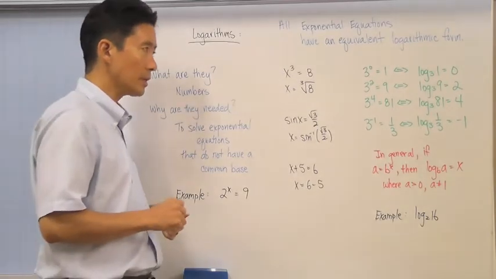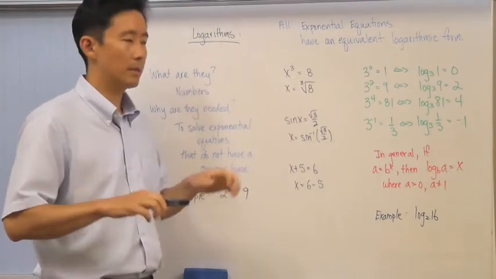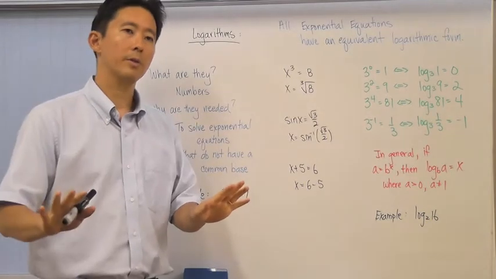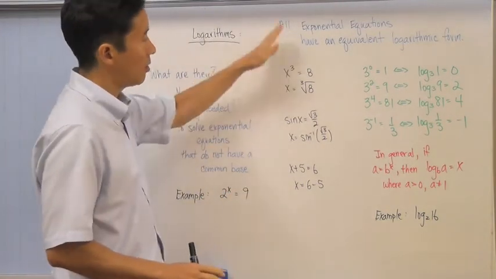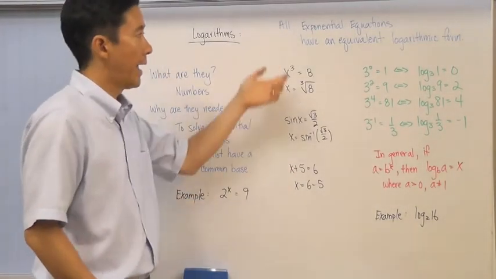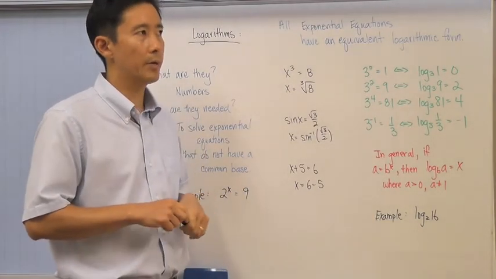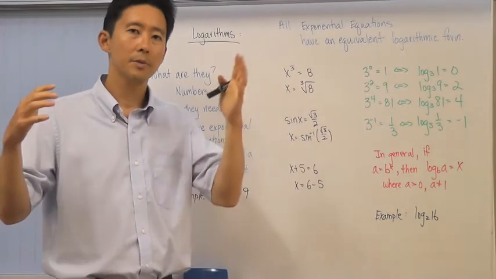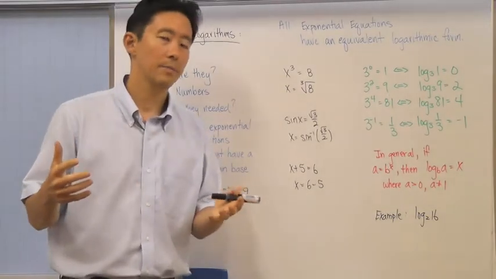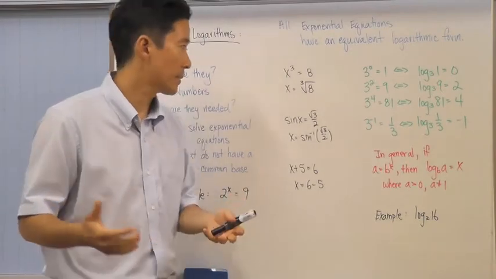Okay, so let me make this very, very important statement about the relationship between exponential equations and logarithmic equations. All exponential equations, now that we're familiar with them, something like this, have an equivalent logarithmic form. Before we take a look at what that means in terms of the exponential and the logarithmic forms, let's take a look at something that you've already been doing quite often, because this is the exact same concept.